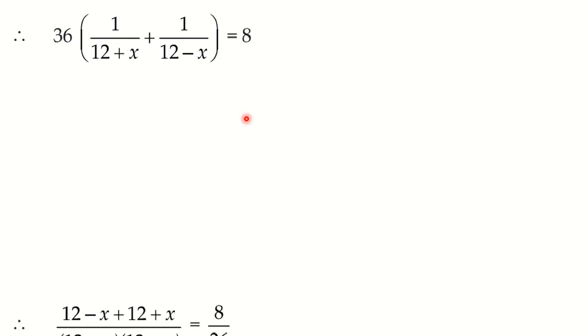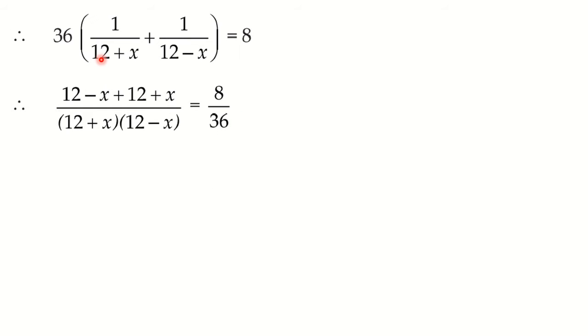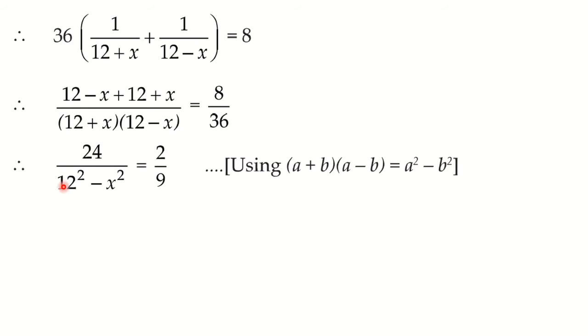Okay, so now when we cross multiply, see this 12 plus x will go here and 12 minus x will go here. So 12 minus x plus 12 plus x divided by the multiplication of these two. Write down these two terms in brackets, and this 36 will come down here, so 8 upon 36. So see, minus x and plus x cancelled. Okay, and down you can see it is of the type a plus b, a minus b. So we can expand it as a square minus b square, and here we can divide by 4 at both places, and from that we will get the simplified equation as this.